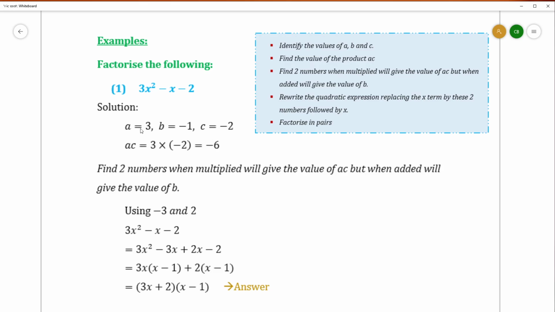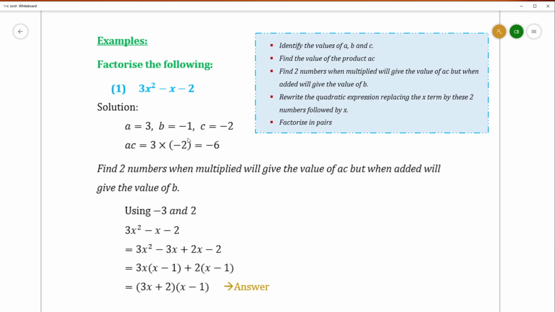Once we have identified the values of a, b, and c, we go to the next step, which is to find the value of the product AC. So product means to multiply. So a multiplied by c would be 3 multiplied by minus 2, which gives us minus 6. Our next step is written here. Find two numbers which when multiplied would give the value of AC, but when added would give the value of B. So in this case, we want two numbers which when we multiply we would get minus 6, but when we add those two numbers we must get the value of b, which is minus 1.